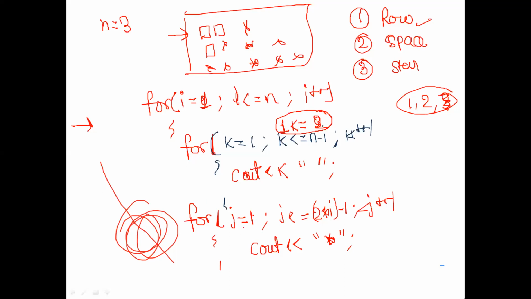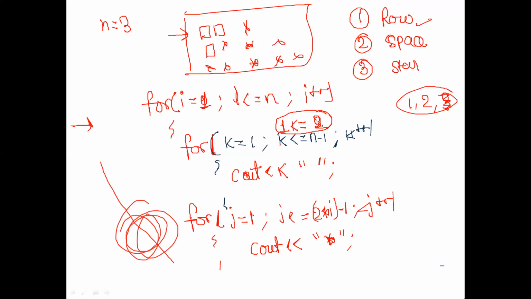3 loops only. 3 tasks, 3 loops. Else you can use the if else condition also. That is also fine. But its complexity will be approximately similar, because the if condition will be checked that many times. So here also it will work with the same complexity. No issues. So 3 loops only. The first loop for rows, second loop for spaces, third loop for stars. That's it. The task has been done.